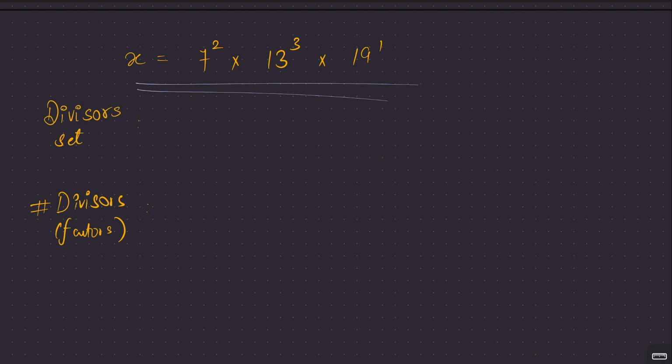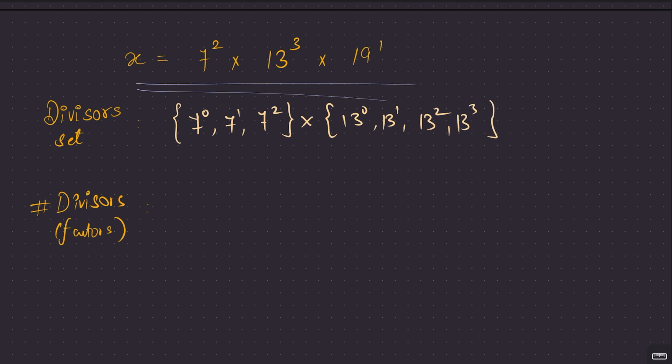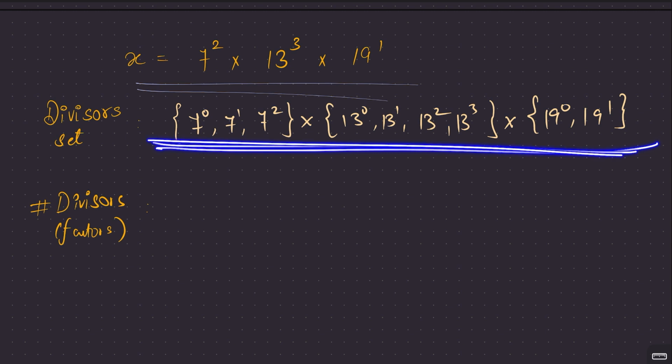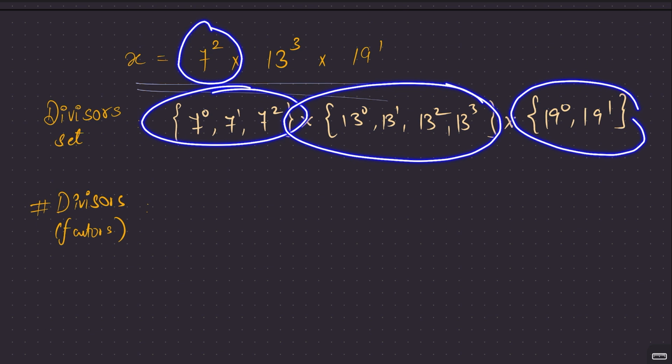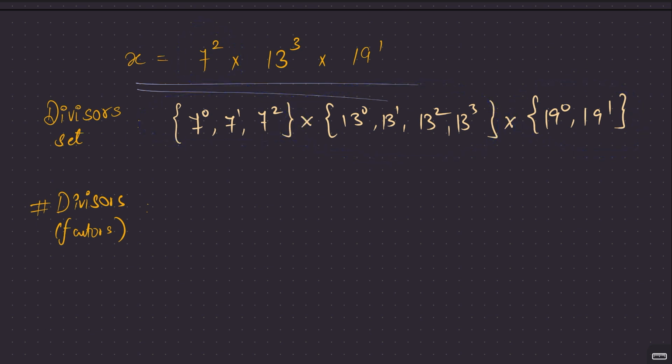In other words, the divisor set looks like this. It's a Cartesian product of these sets: 7 power 0, which is actually 1, 7 power 1, 7 power 2, into 13 power 0, 13 power 1, 13 power 2, 13 power 3, into 19 power 0, which is actually 1, and 19 power 1. The Cartesian product of these sets will be the divisor set, and it's very simple to understand. What you're effectively doing is picking one of the powers of 7, one of the powers of 13 and one of the powers of 19. This ensures that you are enumerating all the possible divisors of this number, right?